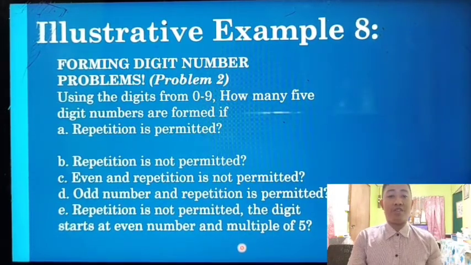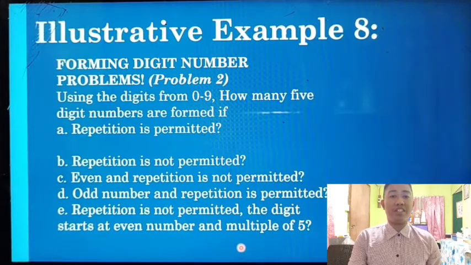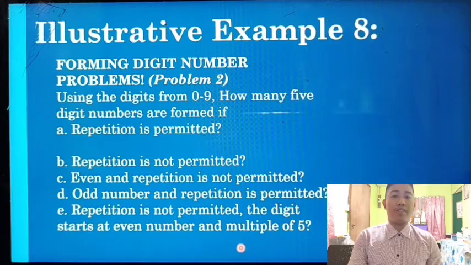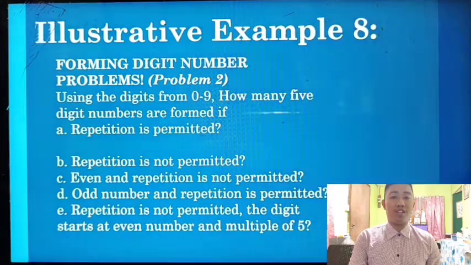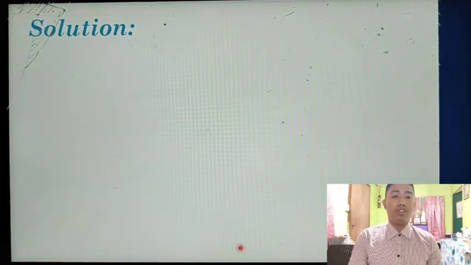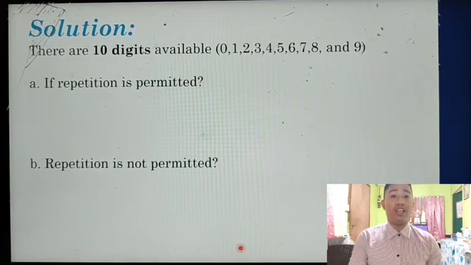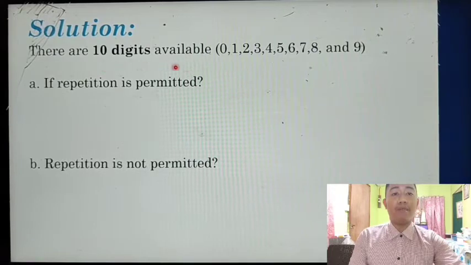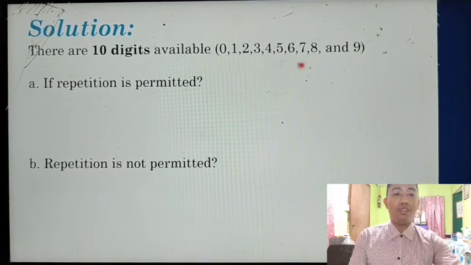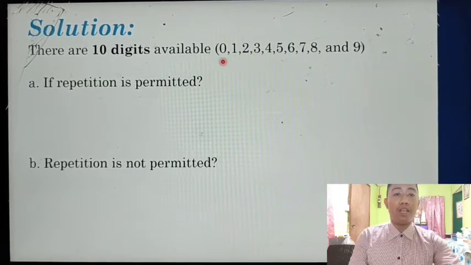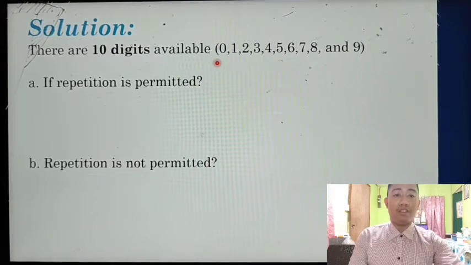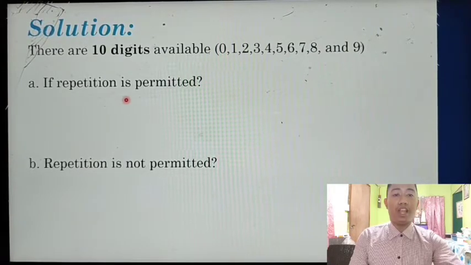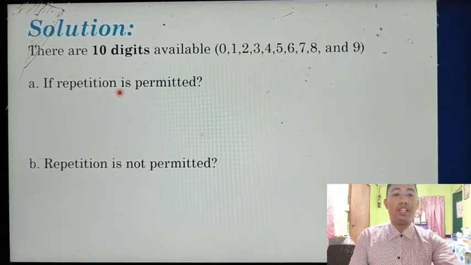So my dear friends and students, to solve these different sets of problems in this illustrative example, I hereby present to you some of their different solutions. Let us begin with letter A. We all know that there are 10 digits available using the digits from 0 to 9, from 1 to 9 plus 1 becomes 10, so we include the 0. If repetition is permitted, any digit can be used again and again.